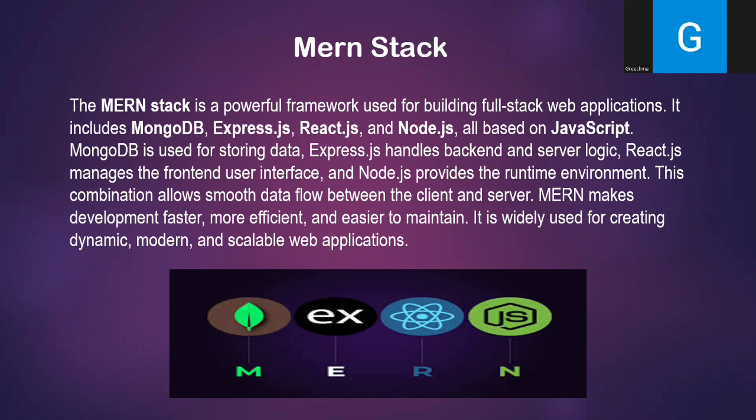MongoDB handles the database, Express.js manages backend logic, React.js creates the user interface, and Node.js runs the server environment. Together, they make web development faster, efficient, and scalable, which is why MERN is widely used in the software industry today. Now let's look at each component in detail.